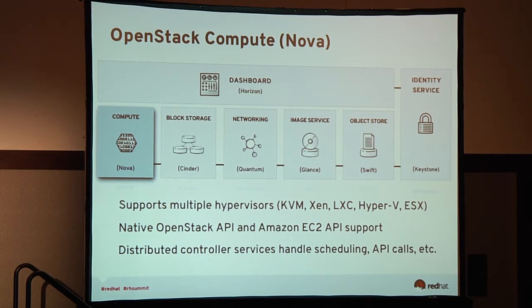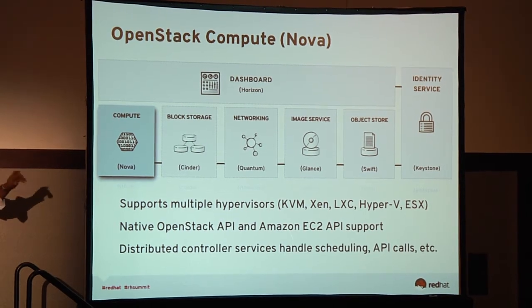So Nova supports multiple hypervisors. KVM is by far the leading hypervisor of choice in terms of production deployments. KVM has roughly about a 70% market share for OpenStack. There's Xen, which has some legacy code there, and Linux containers, LXC.